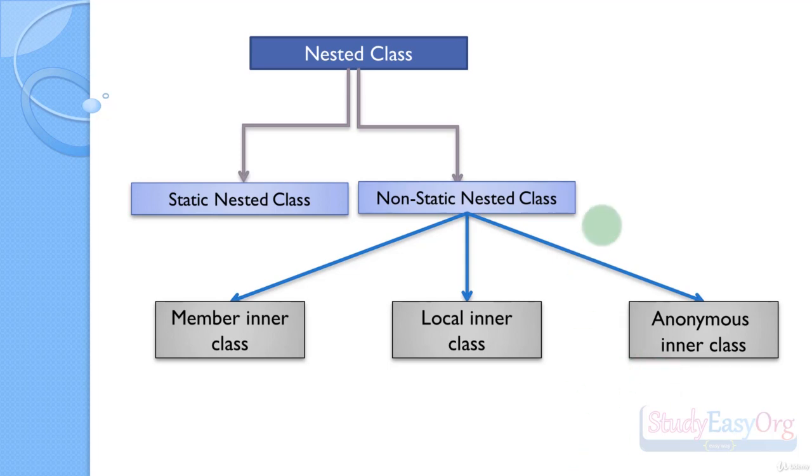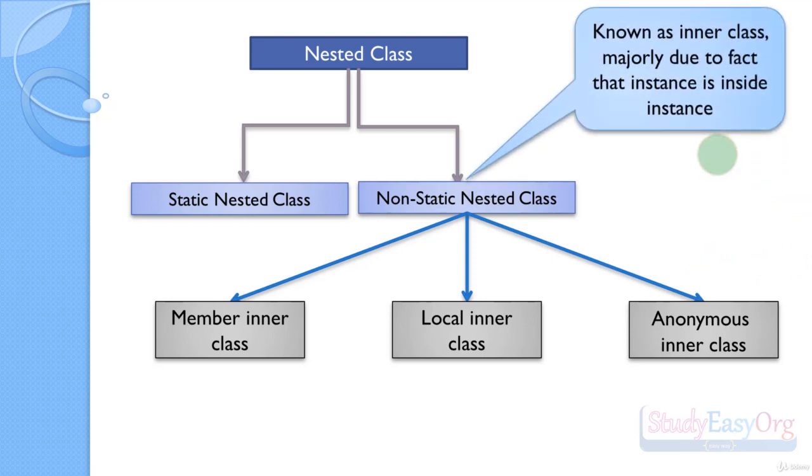Finally, the non-static nested class branch is known as the inner class branch, and as far as my knowledge is concerned, this is because the instance of a non-static inner class contains an instance of an inner class. Let me repeat it once again. This branch is known as inner class majorly due to the fact that there is an instance inside an instance.